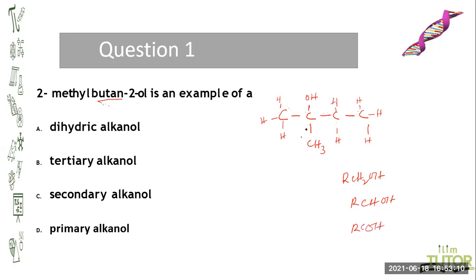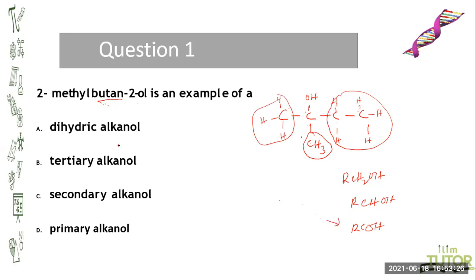So let's look at this. This is an R. The carbon does not have any hydrogen at all. That's what we are basically saying. It's under R, and the 2 is under R. So this suits our tertiary. Okay, so basically this is tertiary. Remember, dihydric means having 2 OH, and this does not have 2 OH. So it cannot be dihydric. And it cannot be secondary because it does not have 1 hydrogen. It cannot be primary because it doesn't have 2 hydrogen.